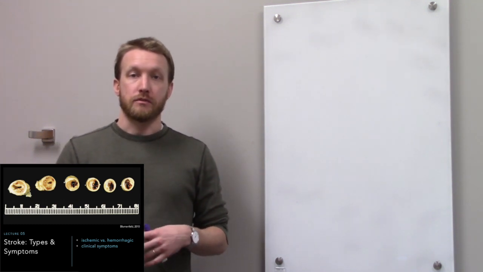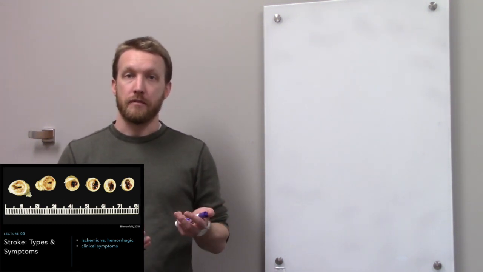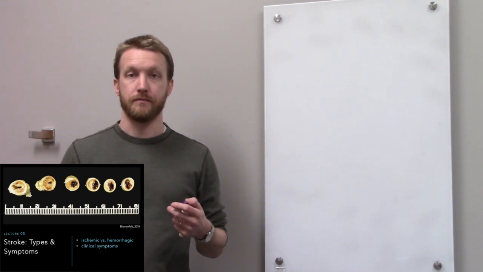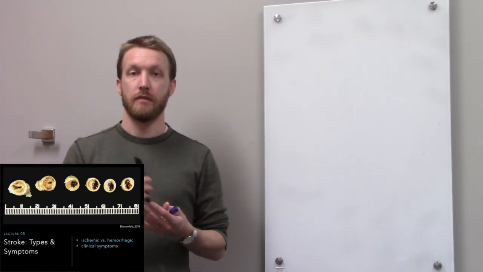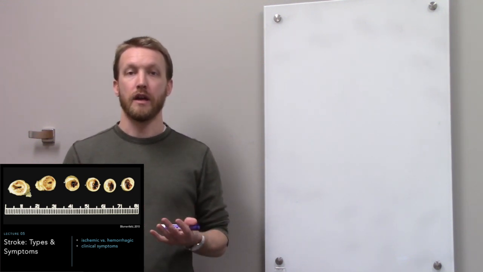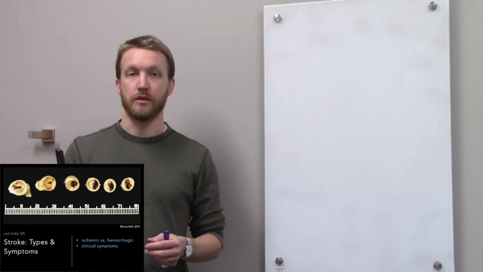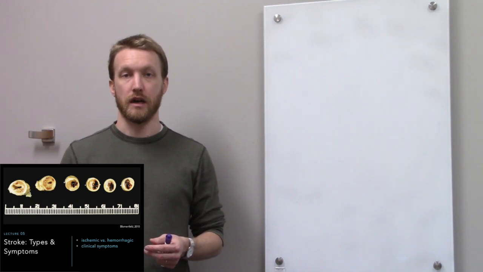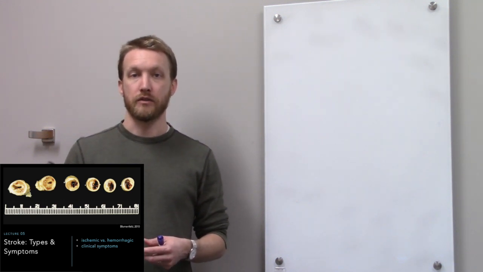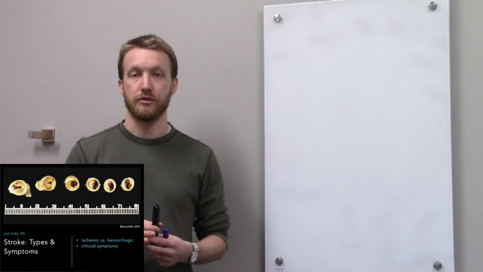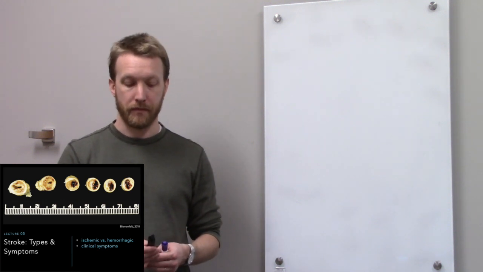In the first part of this lecture, we're going to talk about the difference between ischemic and hemorrhagic strokes, some of their similarities and some of their differences, and the way that they go about killing off brain tissue. In the second part, we're going to review the clinical symptoms that arise depending on location. For the most part, this is going to be a review of Lecture 2, so we'll kind of breeze through that.